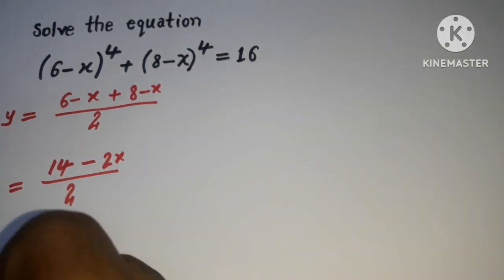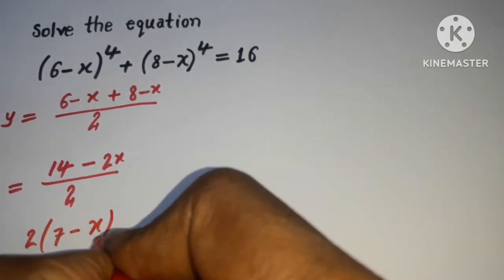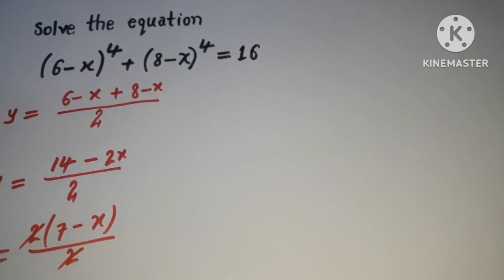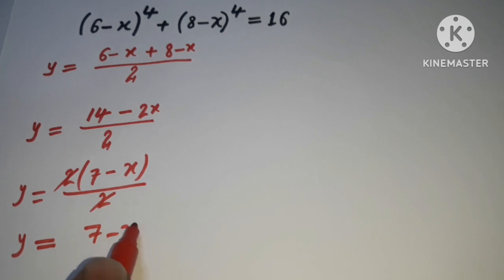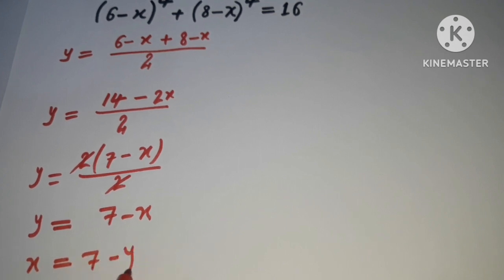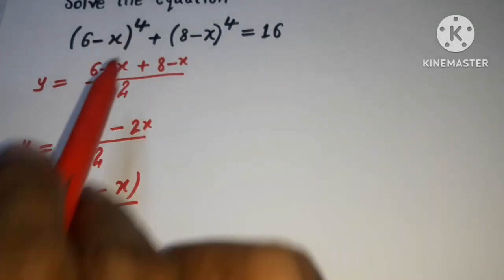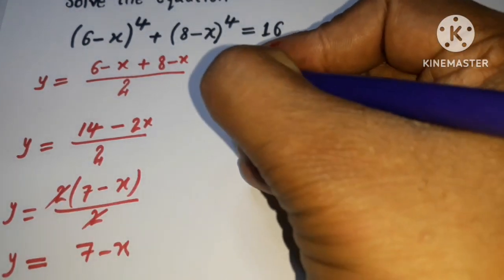and this is y equal to, I can take common, so (7 − x)/2, so the 2 cancels, so we have y = 7 − x, and then x is equal to 7 − y. So I'm just going to substitute this value over here. How? This way.